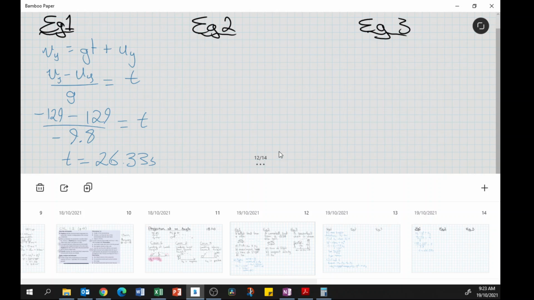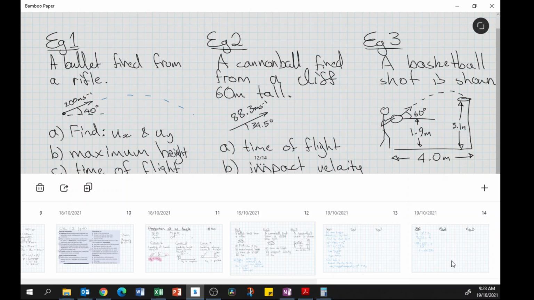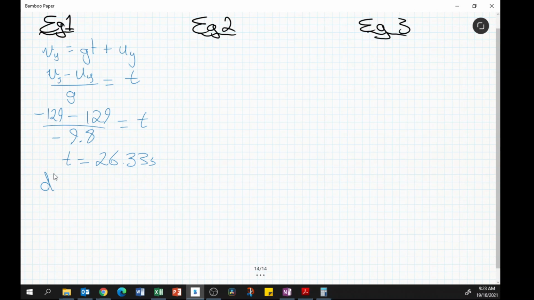Next part of this problem, and the final part, I believe, is displacement in the x direction. Sx, guess how easy it is? Find Sx. We know that the time when our flight stops is that. So we know time, we know our initial velocity, right? Sx equals ux times t. Distance equals velocity times time, right? How fast is it going? How long is it going that way?